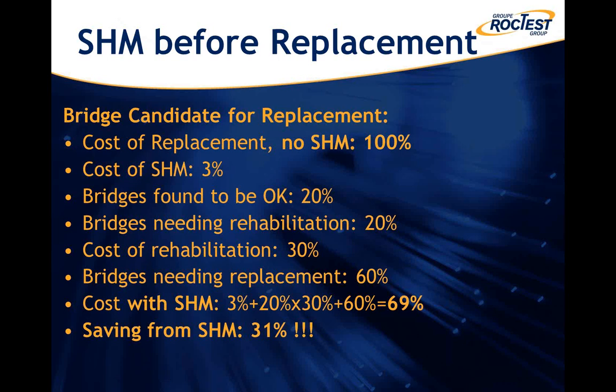After carrying out that analysis, we can imagine that 20% of the bridges are found to be okay. So this is quite conservative. We just assume that out of the 10 bridges, 2 are actually in much better shape than was originally expected. In reality, I think that number would be higher from our experience.